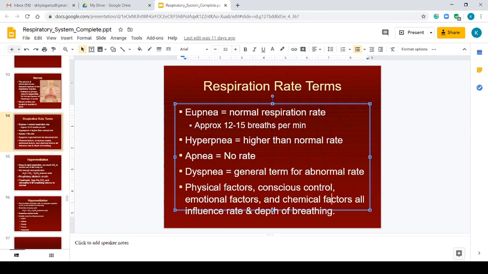Okay, so there's a bunch of different things that can do this, and a lot of that is monitoring carbon dioxide levels, monitoring oxygen levels, monitoring pH, all these different things, and they can increase or decrease a respiratory rate.